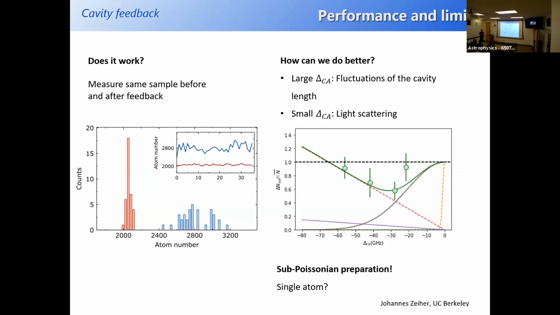You can see that we can consistently prepare atom numbers below shot noise. And the question is, of course, can we push this and see single atom sensitive errors? Can we actually take a cloud of 2,000 atoms and say in the end we want a 501 atom sample? So this is kind of an open question at this point.